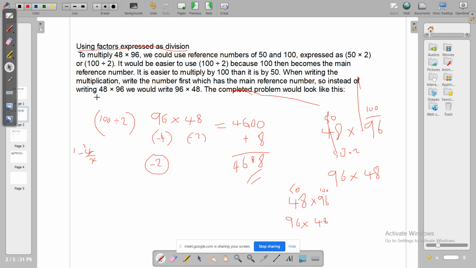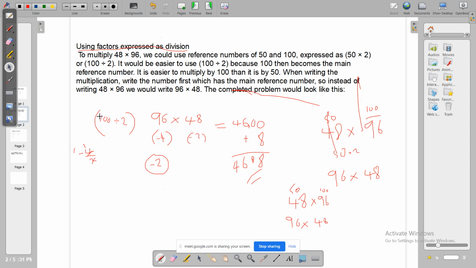So 2 divided by 100 is 50. Here I'm representing 2, which means that 2 divided by 100 is 50, which can serve as my second reference number. Do you understand? Yes, sir. Okay, so that is the main reason why we have this.